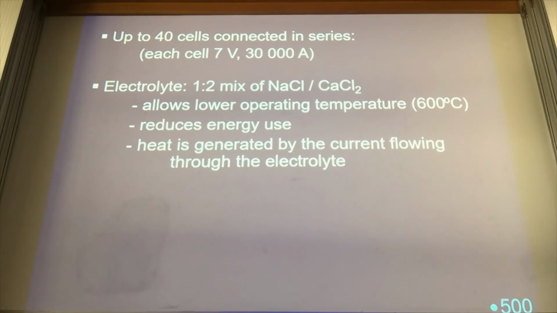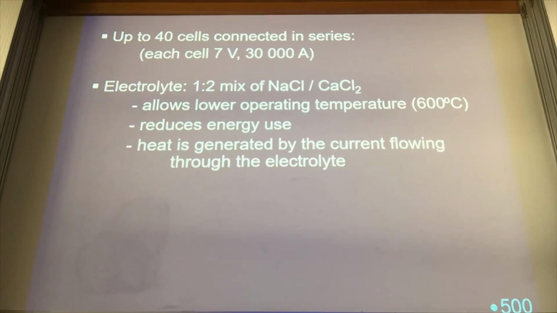So I've set some Faraday's law questions based on this cell. Do those now, just a few little hints. It's over a 24-hour period. You need to work out how many seconds there are in 24 hours.